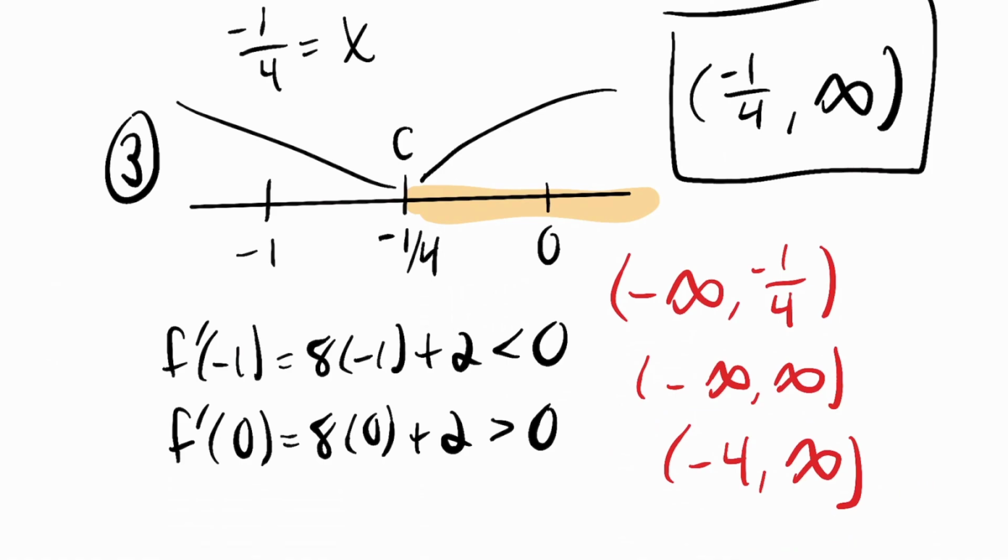Anyway, so that's that example. That is how you figure out where the graph is increasing or decreasing based upon a formula, f of x equals some formula, rather than the graph.